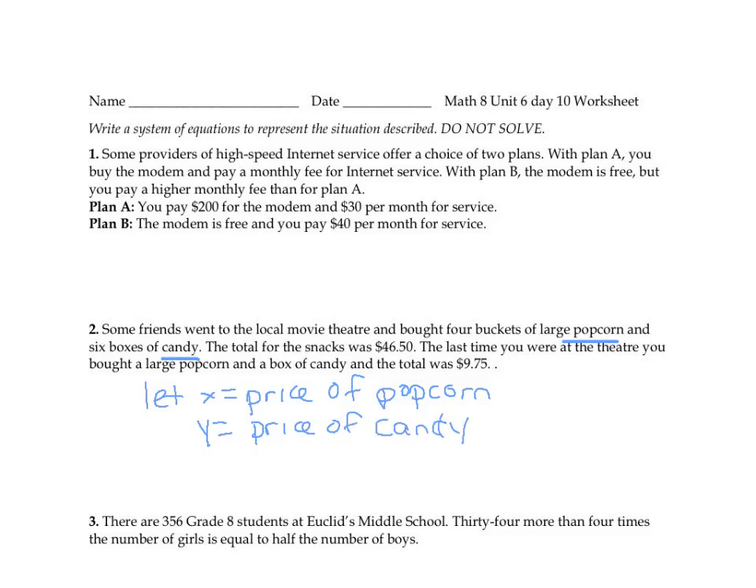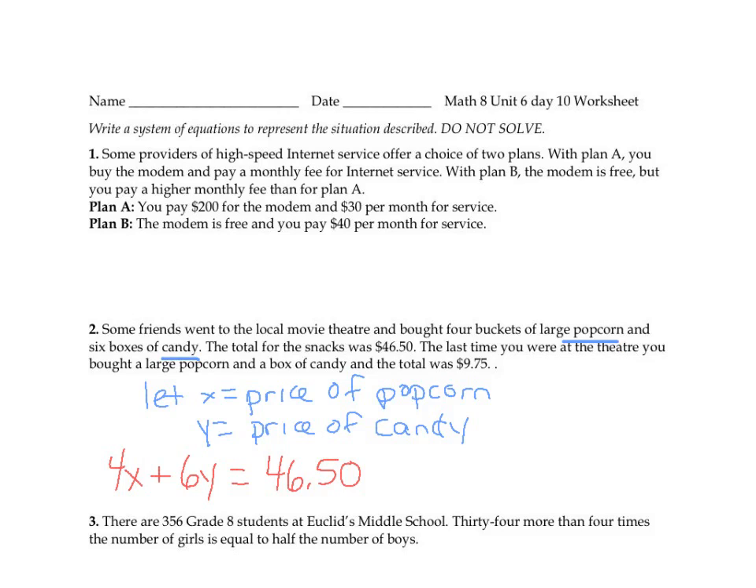So now that we defined our variables, we can write our system of equations. We know that the one time we went to the movie, we bought 4 buckets of popcorn and 6 boxes of candy, and the total was $46.50. So we can just make that one of our equations. We bought 4 buckets of large popcorn, so we have 4x, because popcorn is x, and we bought 6 boxes of candy, so plus 6y, because y is our candy, equals the total that we spent, which was $46.50. So that is one of our linear equations.